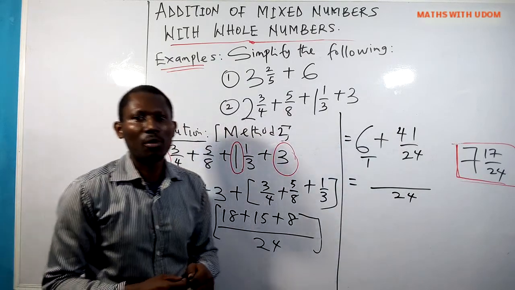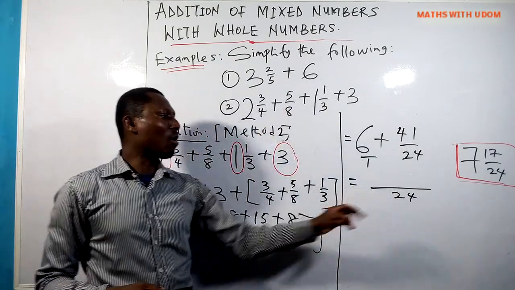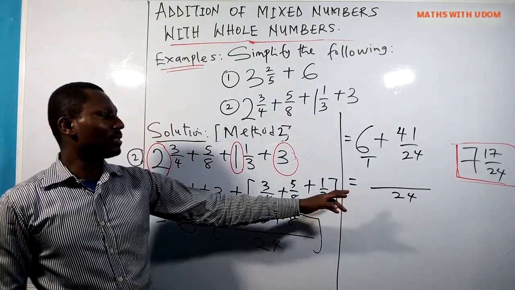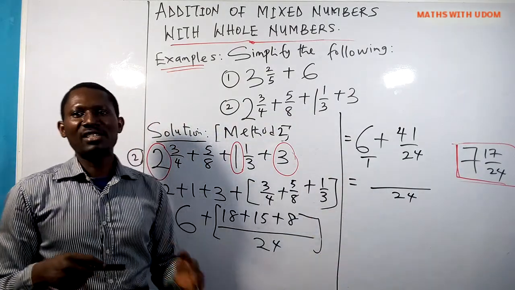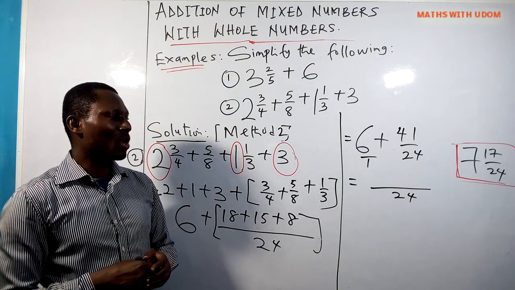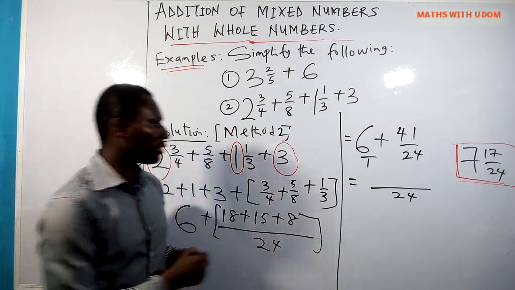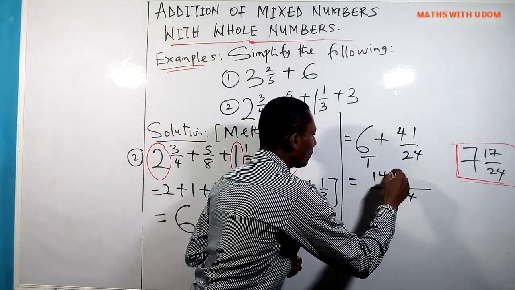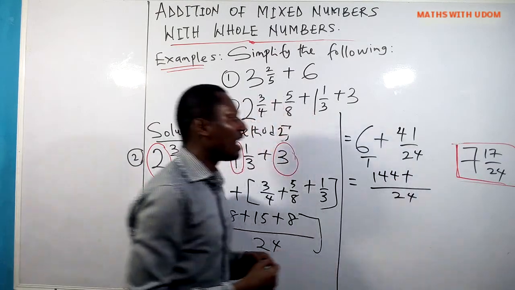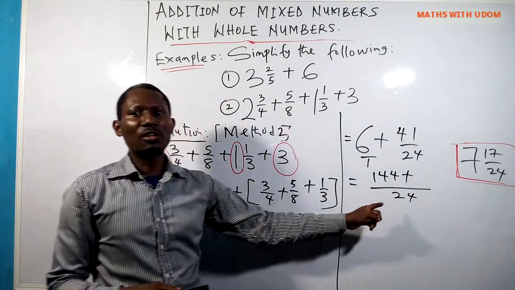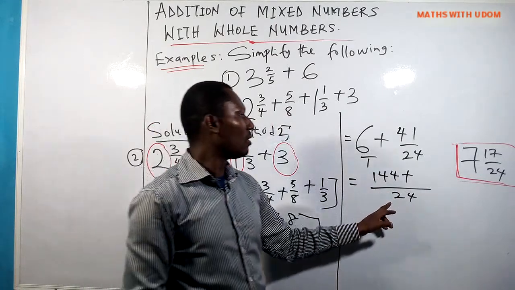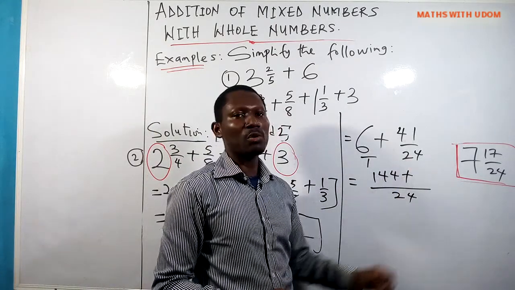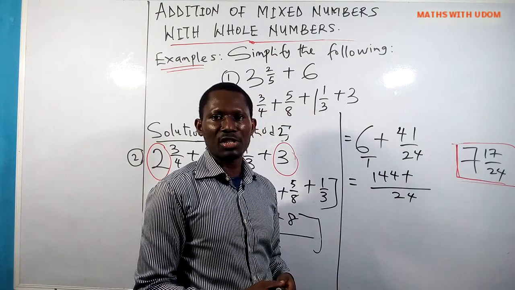Okay? 24. So how many 1 can go in 24? 24. So 24 multiplied by 6 will give us 144. Okay? 144. Plus, how many 24 can go in 24? 24 in 24 is 1. So 1 times 41 is still 41.